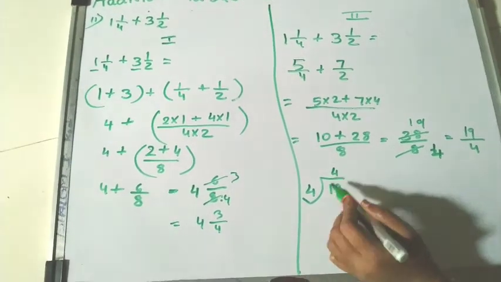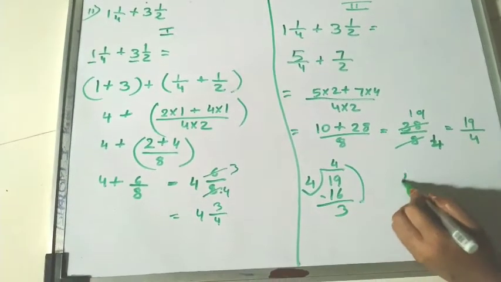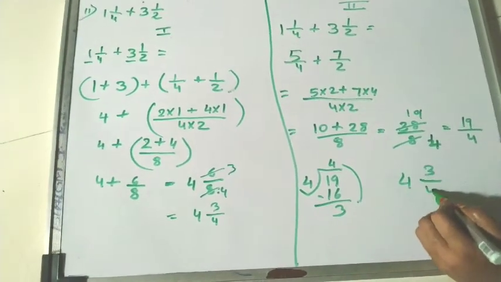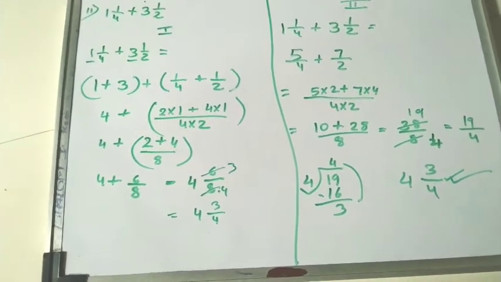4 4s are 16, minus 3. You can start from here. 4 upon 3 by 4. This is the answer of the second addition.